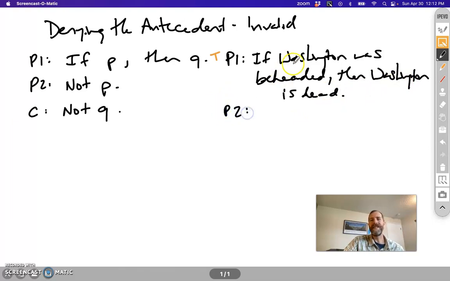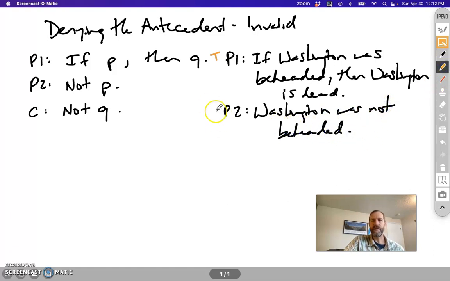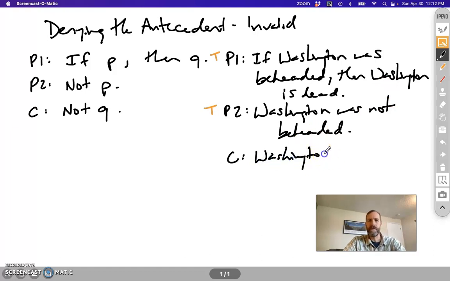Premise two is going to deny the antecedent: Washington was not beheaded. And anyone who knows Washington's history knows that that is true. That is not how he went. And then the conclusion is going to deny the consequent: Washington is not dead. Okay. And that, of course, is false.